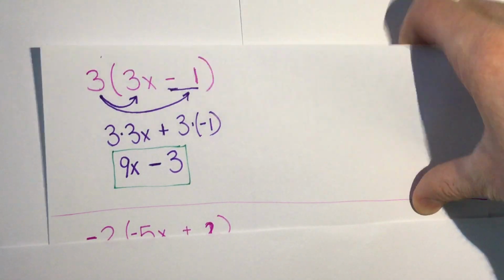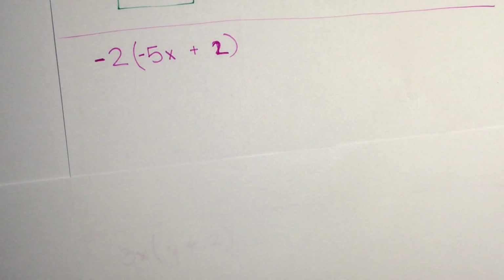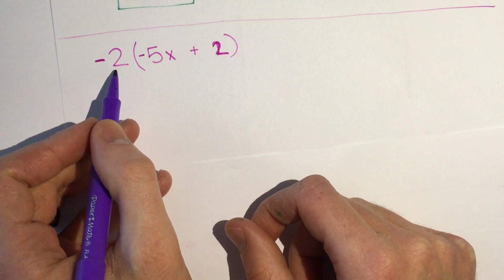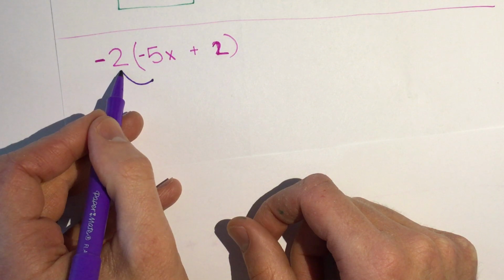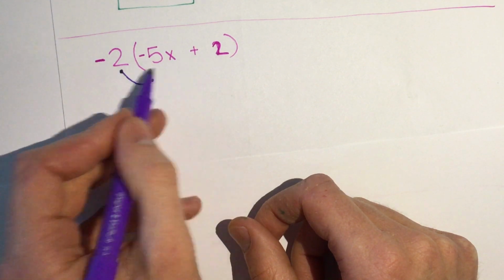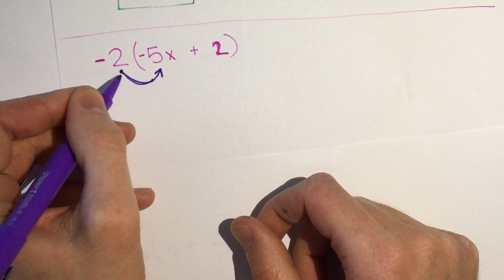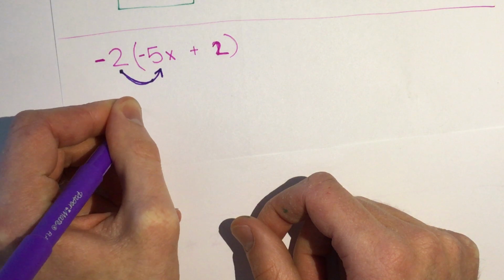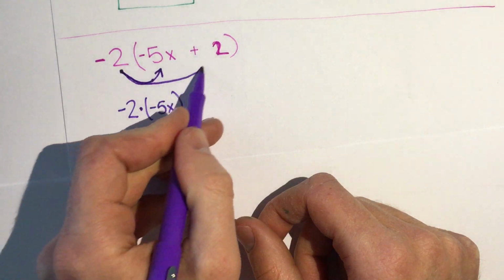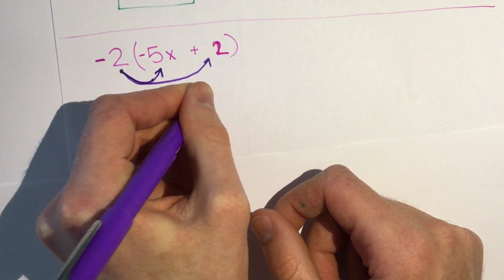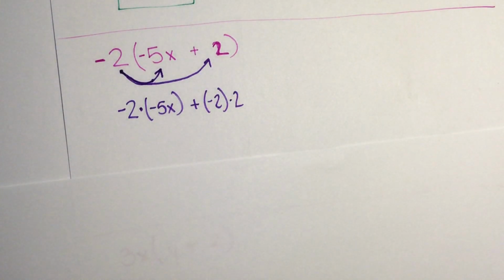Let's look at a second one, but this one involving some negative numbers. Here we have the number negative 2 multiplied by negative 5x plus 2. So we need to distribute this, a number times a parenthesis with addition. So we bring this in, negative 2 times negative 5x, and negative 2 times positive 2. So we'll do plus negative 2 times 2, and then multiply.